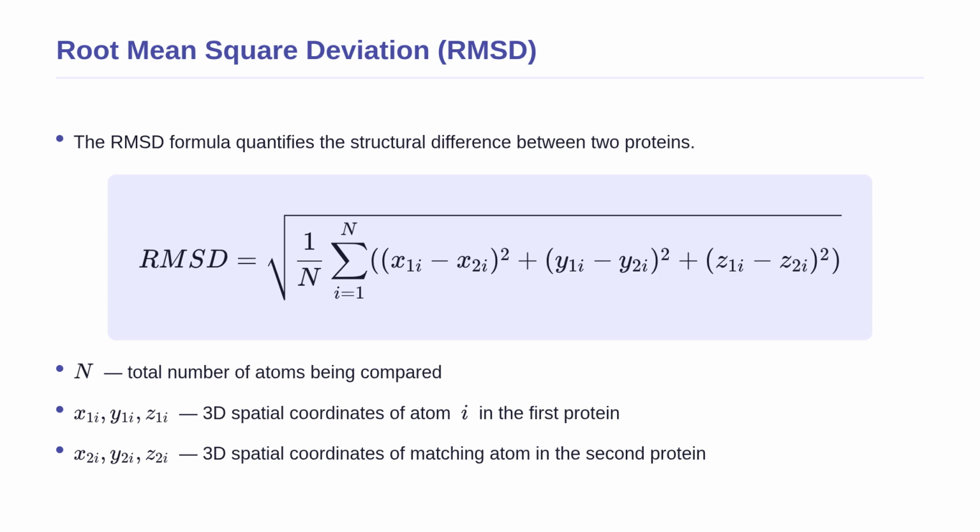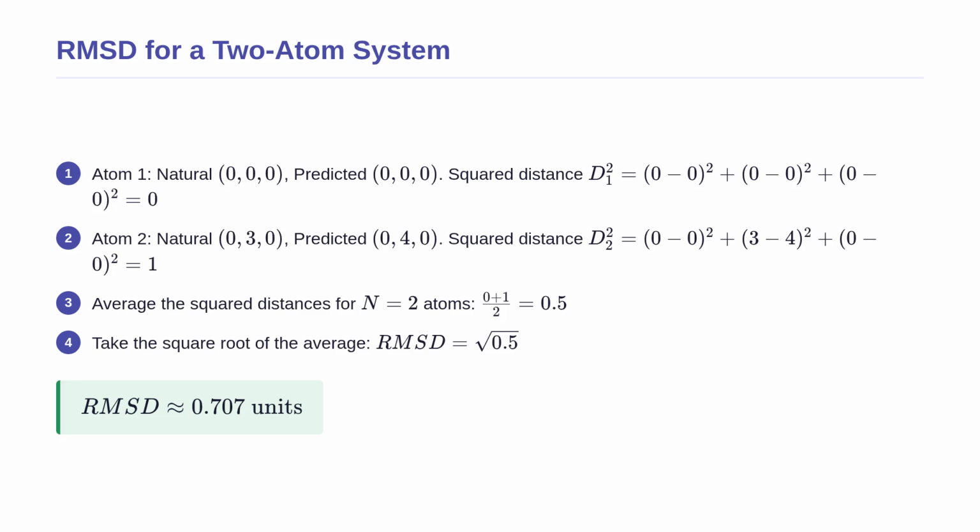If the final RMSD value is very small, close to 0, the structures are nearly identical. As the RMSD value increases, the structures are physically more different. Before we move on, let us see this formula in action with a concrete example.